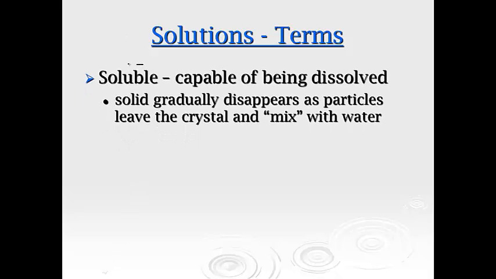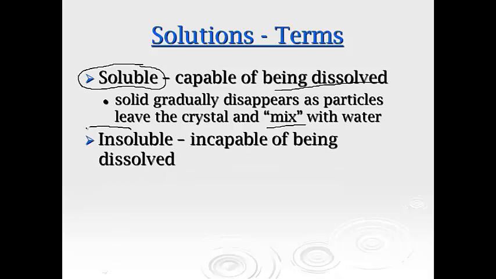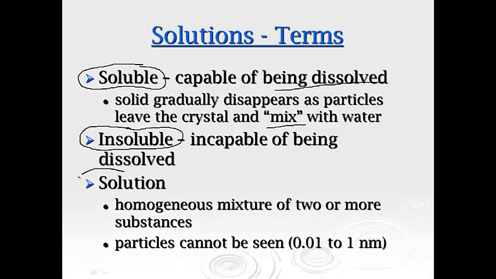Now some terminology, some vocabulary. There's lots of vocabulary in this unit again. If something is soluble, it's capable of being dissolved. The solid will gradually disappear as particles leave the crystal and mix with the water. You also have things that are insoluble, or incapable of being dissolved. And then you also have a solution. A solution is a homogeneous mixture of two or more substances, which we just described earlier. So the particles cannot be seen.